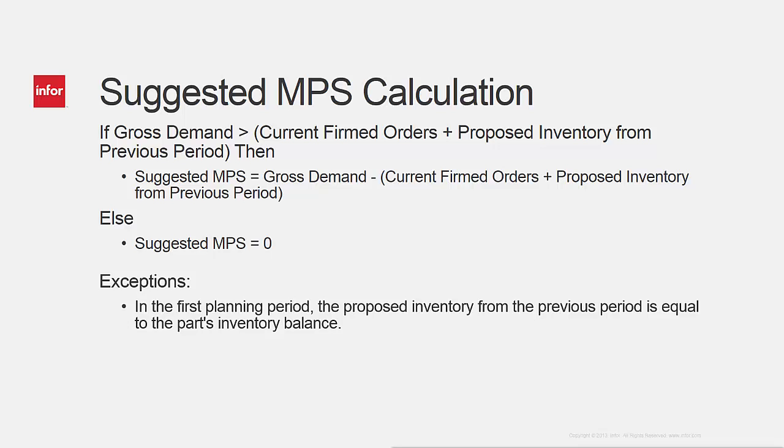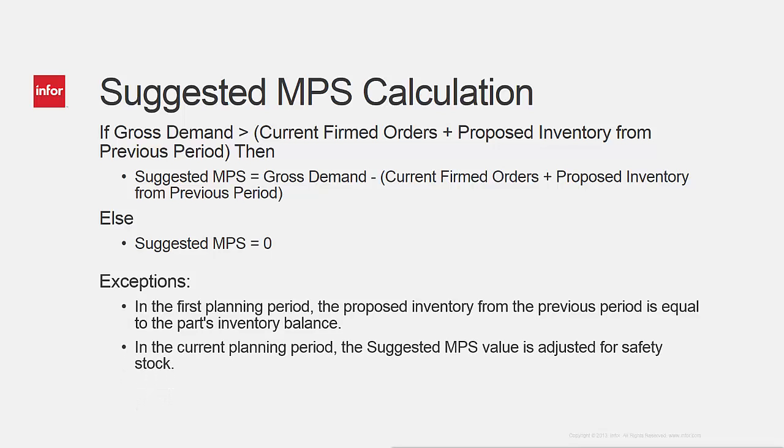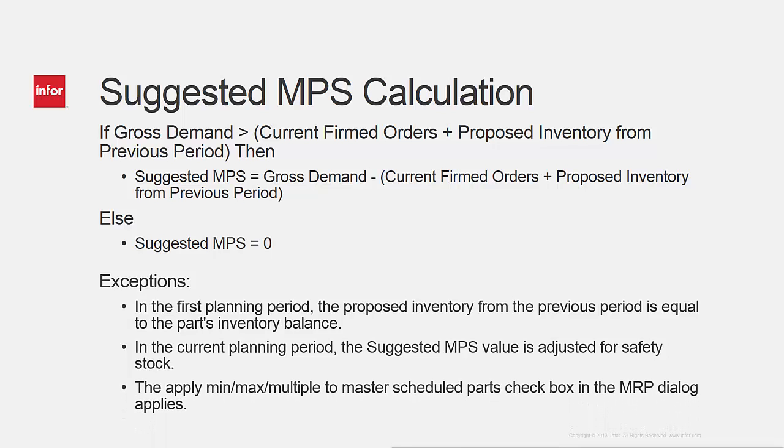For the first planning period displayed, the proposed inventory from the previous period is equal to the inventory balance of the part based on your netting method, as there is no previous period. If the planning period contains the current date, then suggested MPS is adjusted for safety stock. Safety stock is subtracted from the total quantity of proposed inventory from previous period and current firmed orders. If the apply min-max multiple to master schedule parts checkbox in the MRP dialog is selected, then the suggested MPS value is adjusted for the minimum, maximum, and multiple order values for the part.